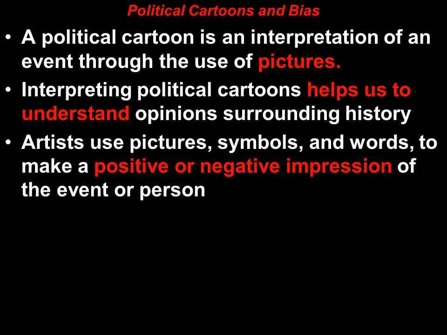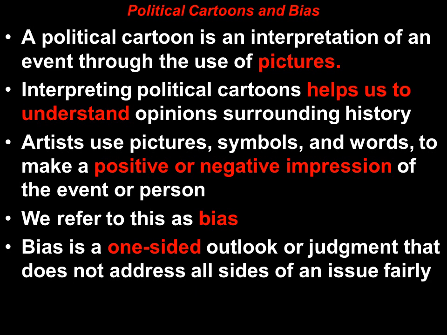Once again, political cartoons are always going to be one-sided. They're going to show bias, they're going to show an opinion, and they're going to do it a number of different ways, through pictures, symbols, and words. And we refer to this one-sided opinion, as I previously mentioned, as bias. You need to circle that word because you need to become familiar with it, not only for tomorrow in class, but for future references down the road. And bias is simply a one-sided outlook or judgment that does not address all sides of an issue fairly.